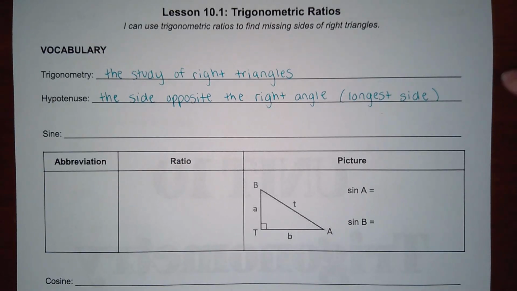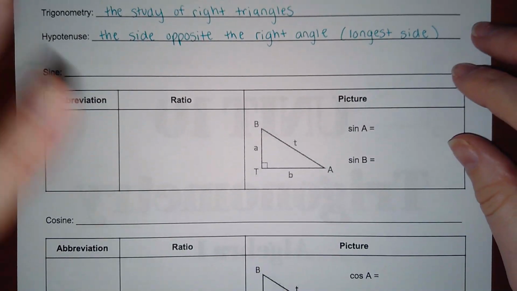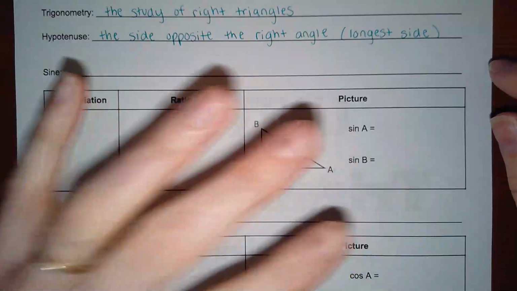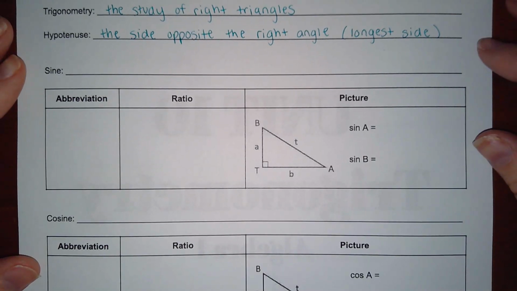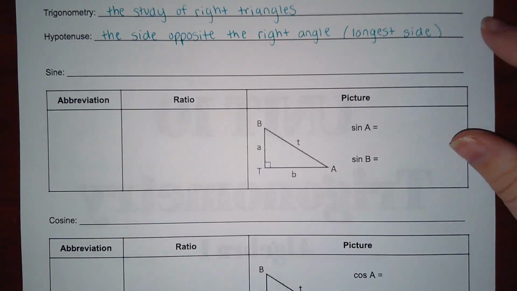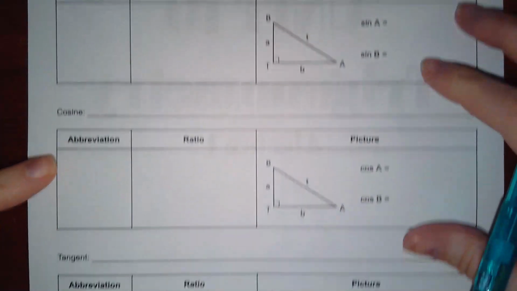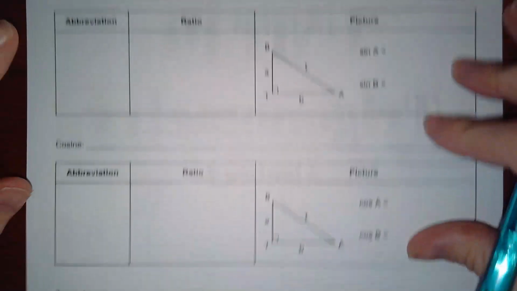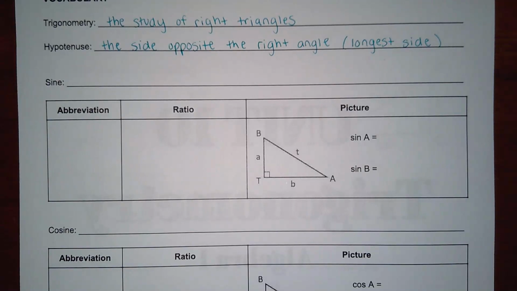All right, we're going to go through our three ratios and talk about an abbreviation for each, the ratio itself, and then look at an example. Later on, we'll get into some actual numbers, but I want to just give us some familiarity with each ratio to start. All right, our three ratios are sine, cosine, and tangent. Hopefully these sound familiar to you from learning them in geometry. We'll go ahead and start with sine.